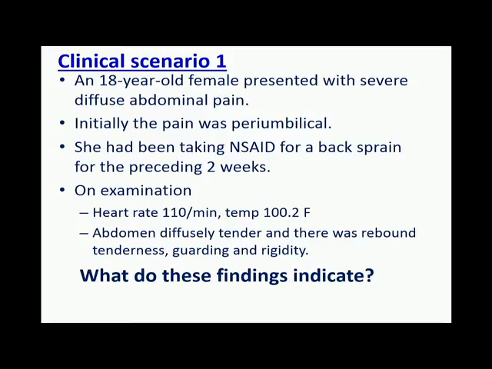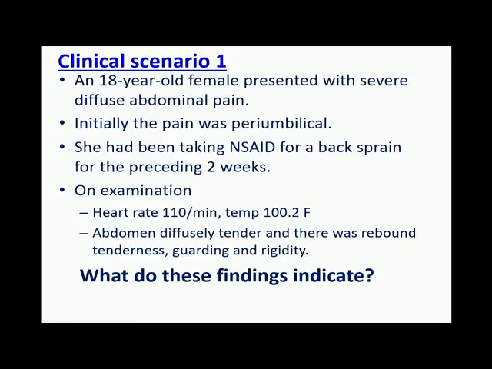On examination, there was tachycardia and a raised temperature. The abdomen was diffusely tender, and there was rebound tenderness, guarding and rigidity. What does that indicate? There's diffuse peritonitis now everywhere.